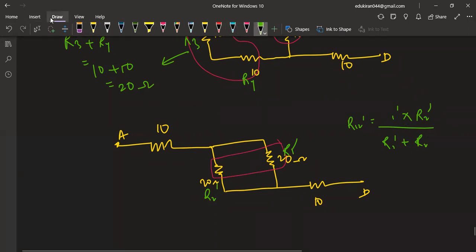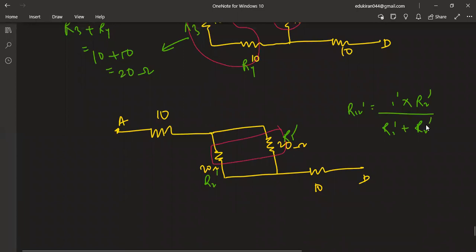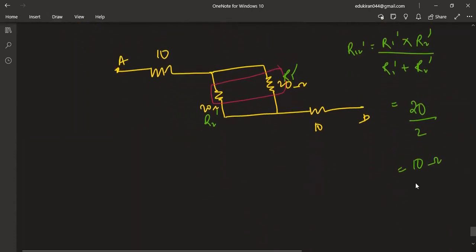I have told you, whenever you have identical resistors, there is no need to do this method properly. No need to perform this entire method. This will take your time. Simply divide, if the resistors are identical, divide by the number of resistors. What is the value of the resistor? 20. How many resistors are there? 2. So 10 ohms.